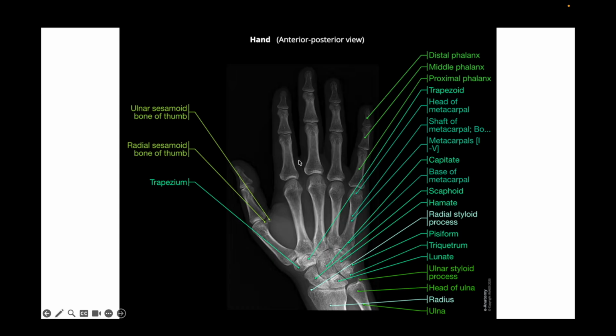Remember, there are 3 phalanges, proximal, middle, distal, of the 4 fingers, and then of your thumb you only have 2. And so you'd have your proximal interphalangeal joints here, and then your distal interphalangeal joints here. But remember, at the thumb, you only have an interphalangeal joint. And then you have a couple of sesamoids as well at the thumb.